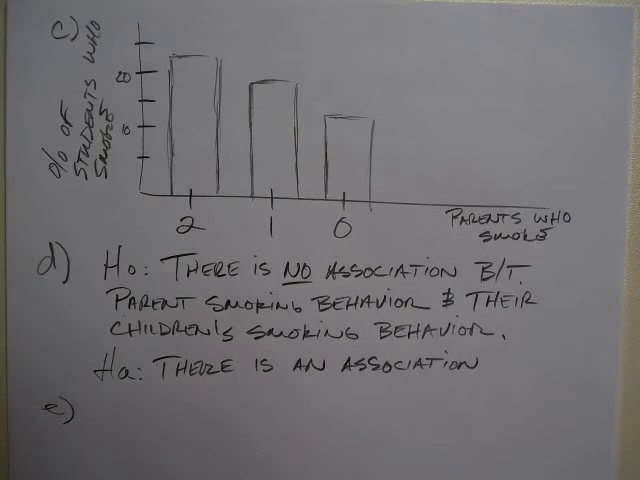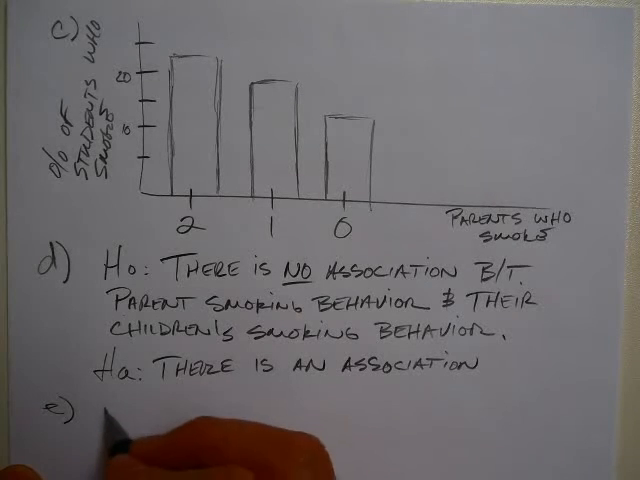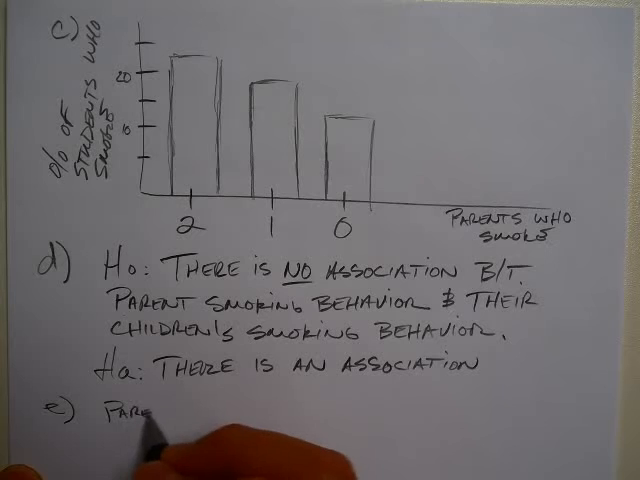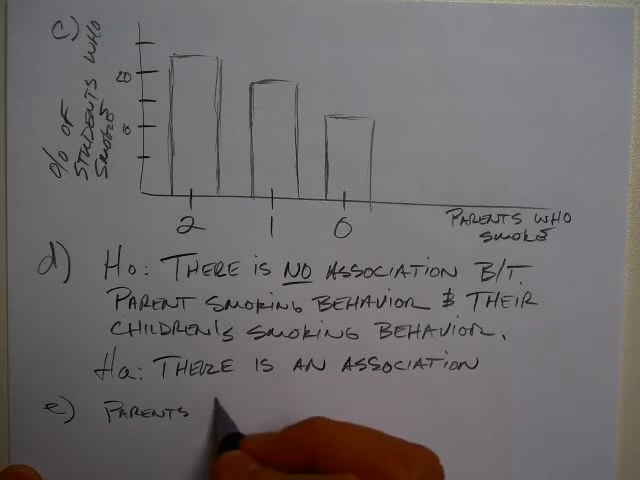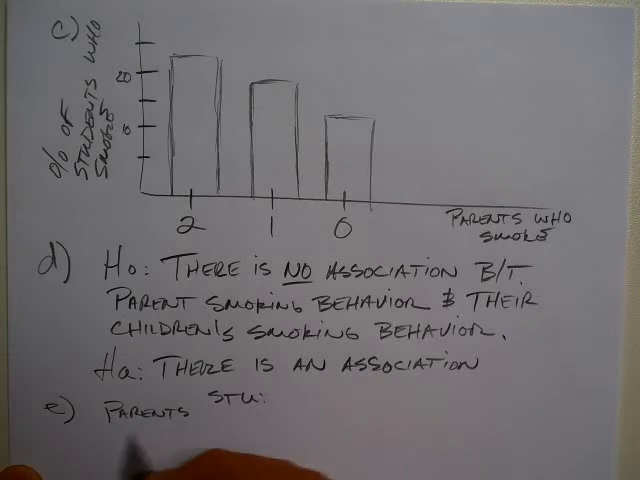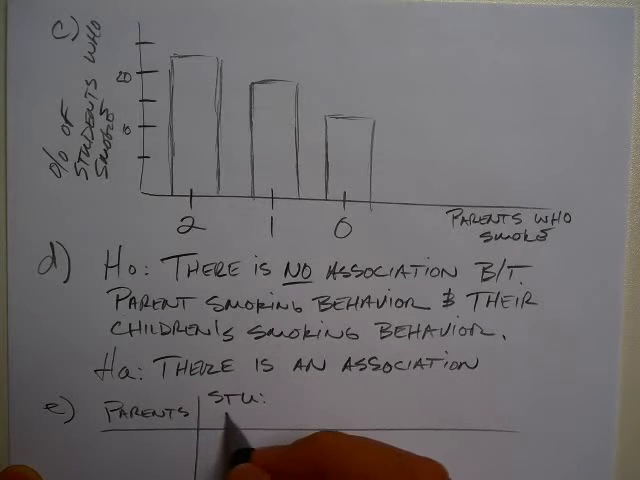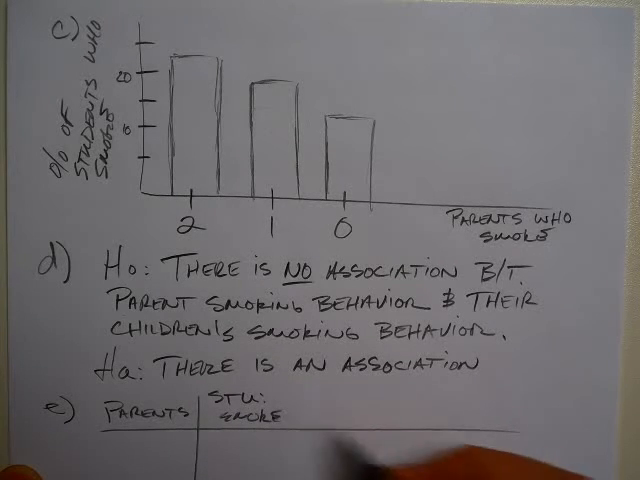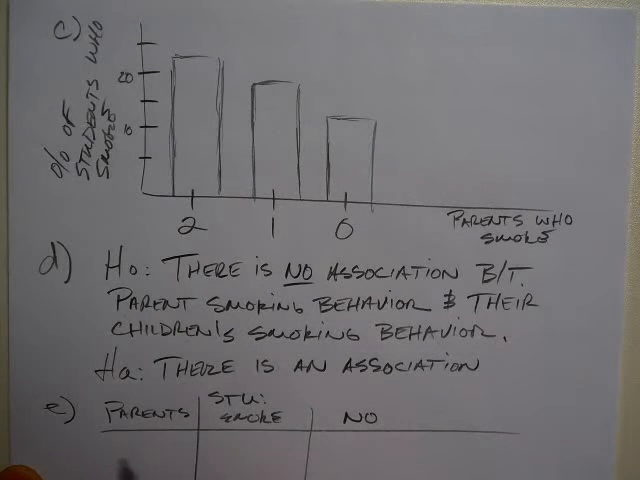E. E wants us to come up with the expected counts if the null is true and display them in a two-way table similar to the table of the observed counts. Okay, so I've got parents and students, smoke, no, 2, 1, and 0.